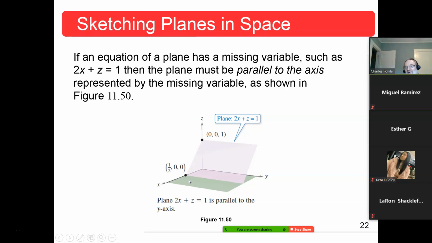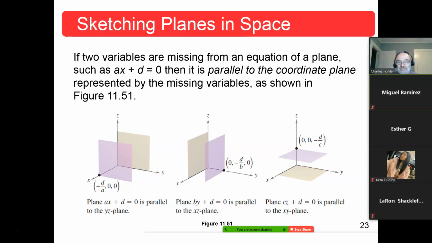Now, this then defines that plane. You don't have a y here, so you don't have a y intersecting point here. So this will then be parallel to that y-axis.